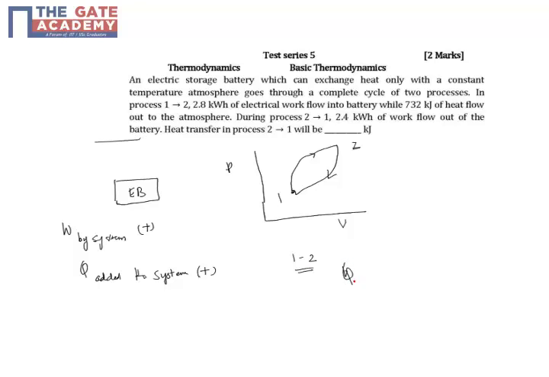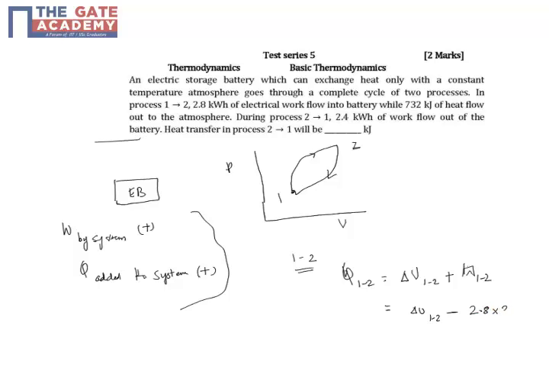The heat addition Q1 to 2 is the change in internal energy, delta U 1 to 2, plus the work done between 1 to 2. Now using this sign convention, let's see what is given. In the process 1 to 2, 2.8 kilowatt hour of work flows into the battery. So work is done on the system, so it's minus 2.8 kilowatt hour.